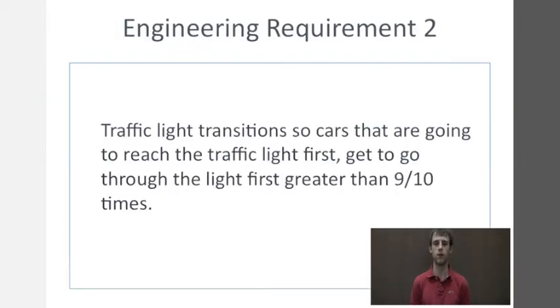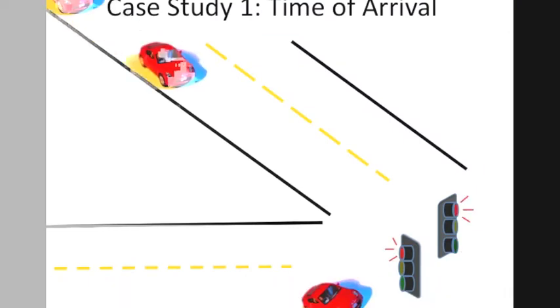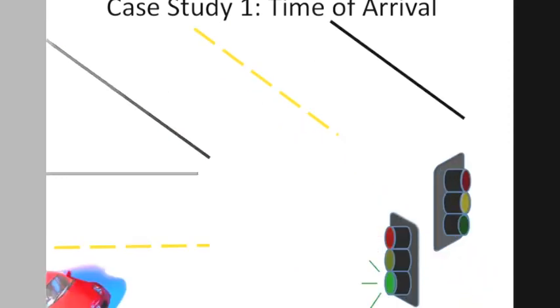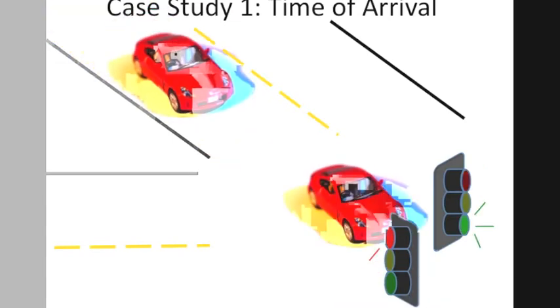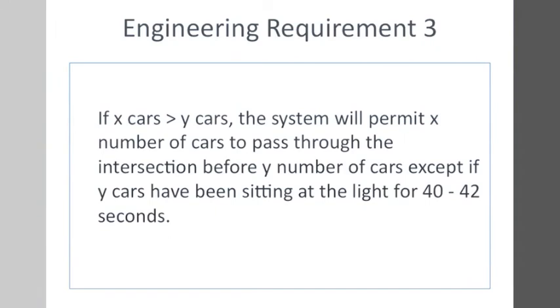If there is an equal number of cars approaching from all directions, the cars that will reach the light first get to go through the light first. Here's an example. Note that the cars approaching from the left are traveling faster than the cars approaching from the top of the screen. This time, watch the light. Note that the light transitions to let the cars go from the left before letting the cars go from the top. The light will also transition to allow the greatest number of cars possible through the intersection.